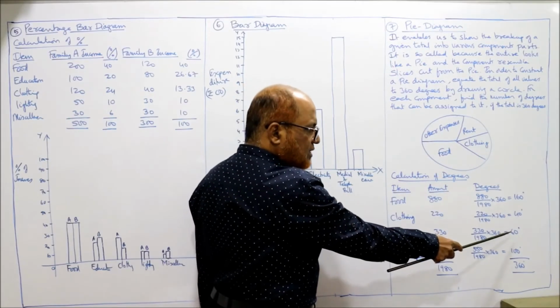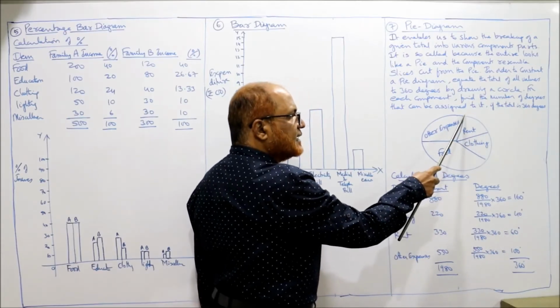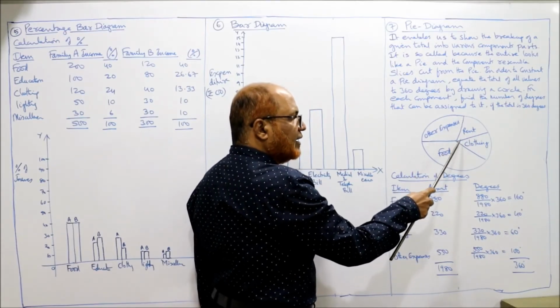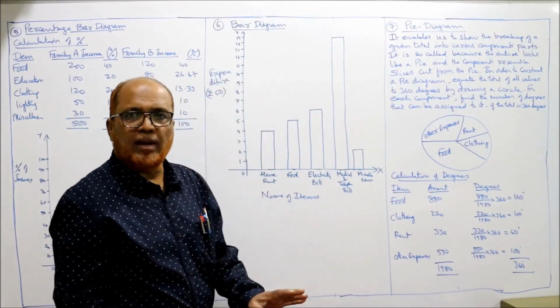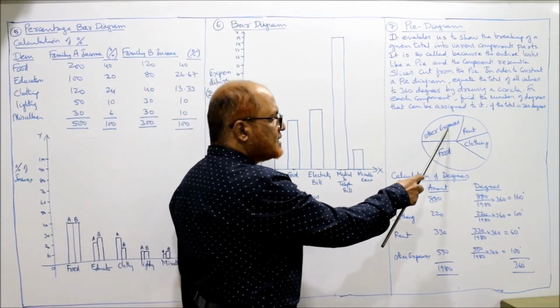From here we want 60 degrees. यहां से 60 degrees के ऊपर point कर देंगे. ये एक line draw कर देंगे. अब draw करने की जरूरत नहीं है. Remaining space is other expenses.